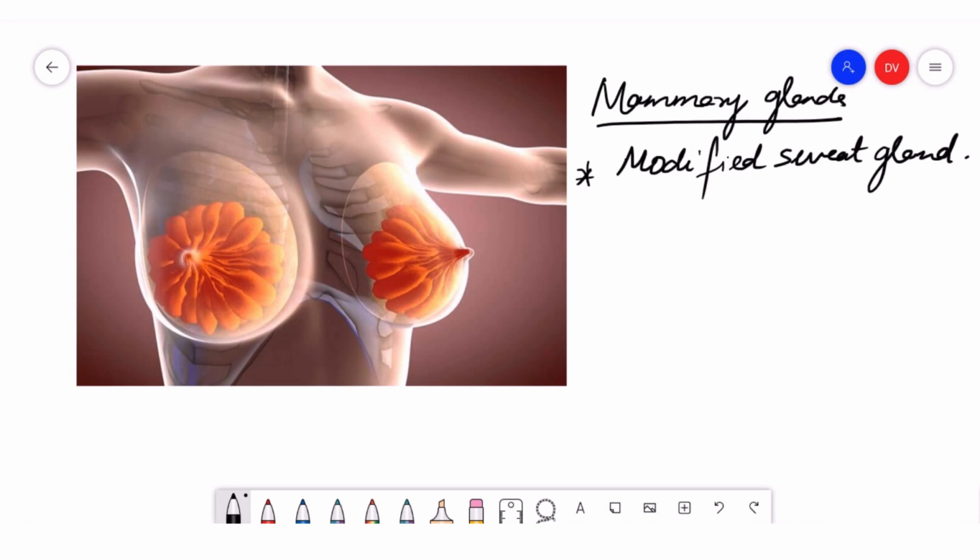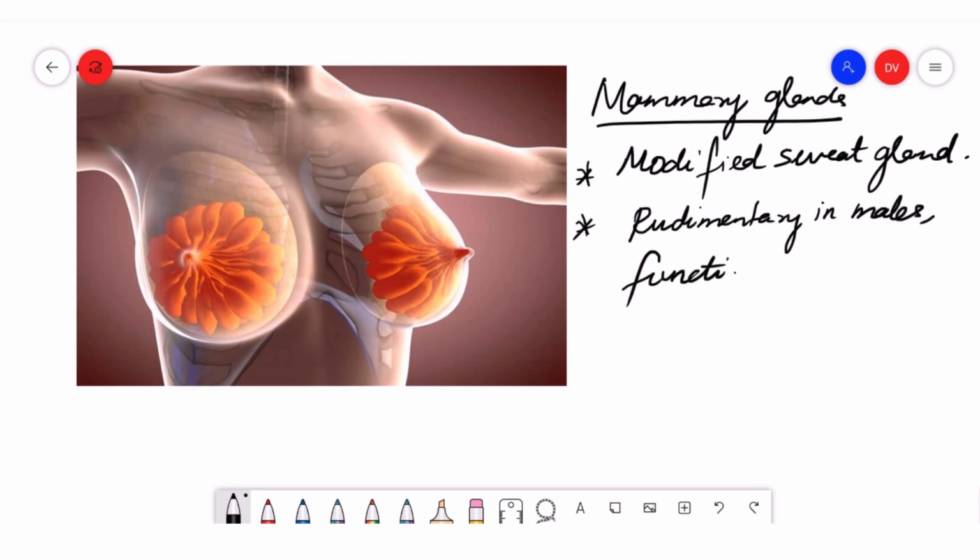And it is present both in male as well as female. That is why we call them mammals. Why are they called mammals? Because they have mammary glands. But it is very rudimentary, underdeveloped, in males. But it is very much functional in females. These are the points which you have to know about the mammary glands.